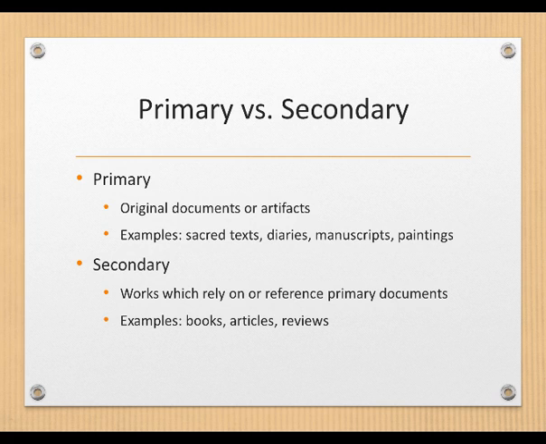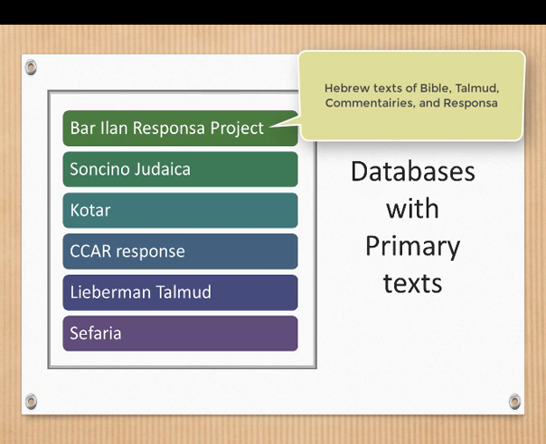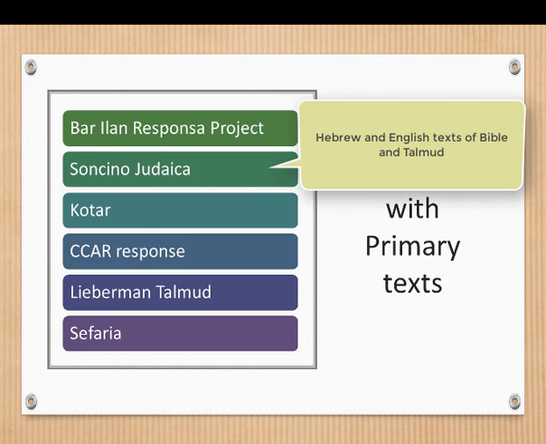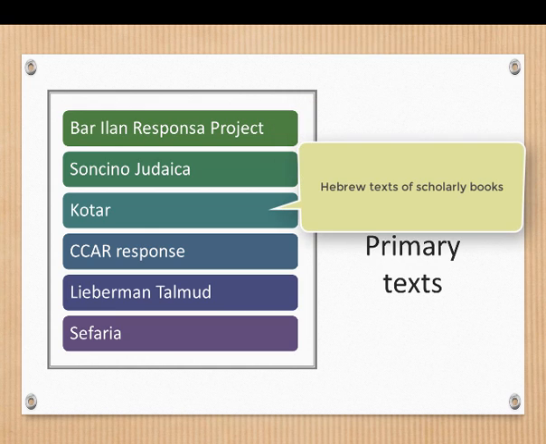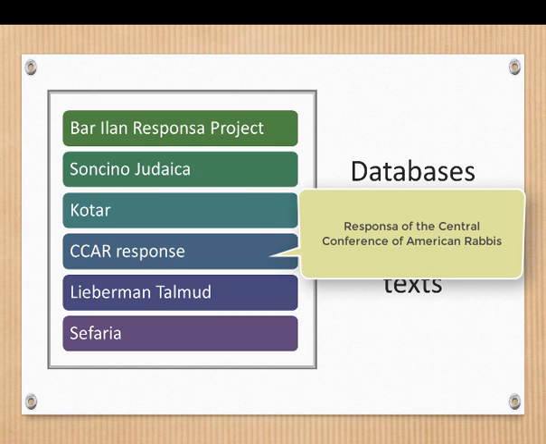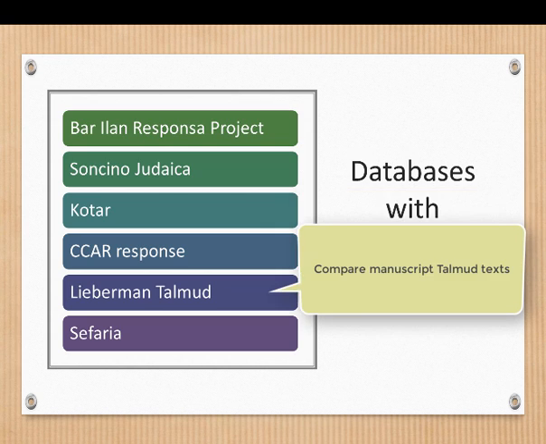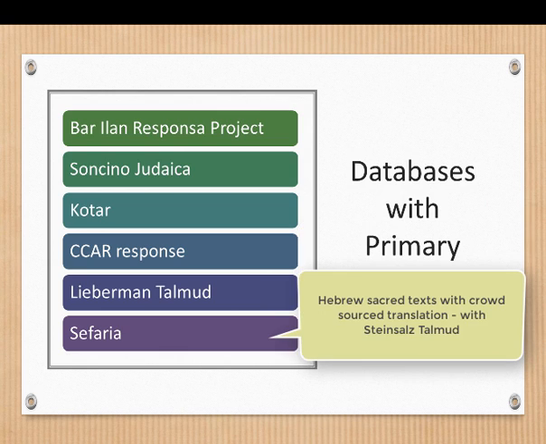Databases can contain primary documents, secondary, or a mixture of both. The primary documents are original documents or artifacts. Examples are the sacred texts, diaries, manuscripts, even paintings or sculptures. Secondary works are those which rely on or reference the primary documents. And examples are books, articles, and reviews. Here is a brief overview of our databases with primary texts. With the exception of Sefaria, all of them must be accessed from on campus or through the Jewish Studies portal.